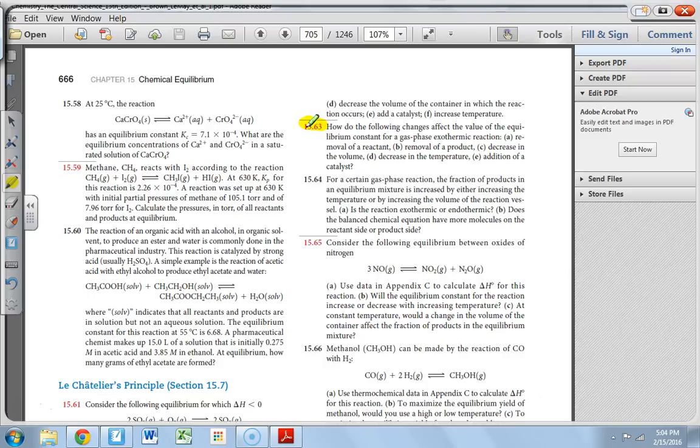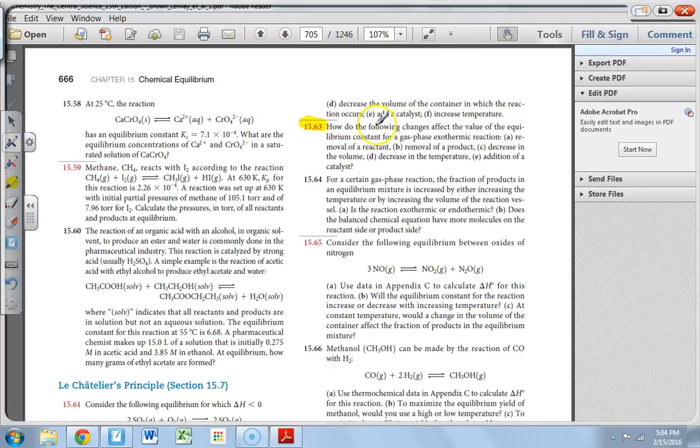Right now, we're going to work on question 15.63, which is Le Chatelier's principle. The interesting thing about Le Chatelier's principle is that whenever you put a stress on the system, the reaction is going to shift to compensate for that stress. This question is good because it doesn't even have a specific reaction.